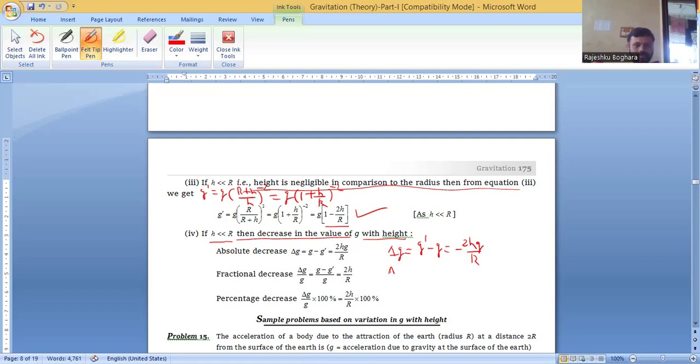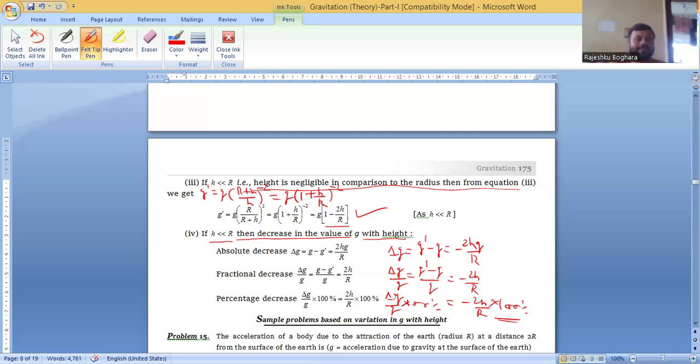Now relative means fractional decrease. Delta g by g is equal to (g dash minus g) by g, which is equal to minus 2h by R. Now percentage change: delta g by g into 100% is equal to minus 2h by R into 100%. This we have to remember, for h very small compared to R, the decrease in the value of g with height.